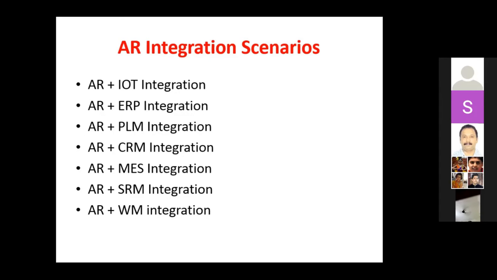Again, I tell my students what is permanent in life: change is permanent. So these are the changing things. Already ERP, enterprise resource planning, PLM, product lifecycle management, customer relationship management, manufacturing execution systems, supplier relationship management, warehouse management. These are the various applications wherein this augmented reality technology can be leveraged to get benefits.